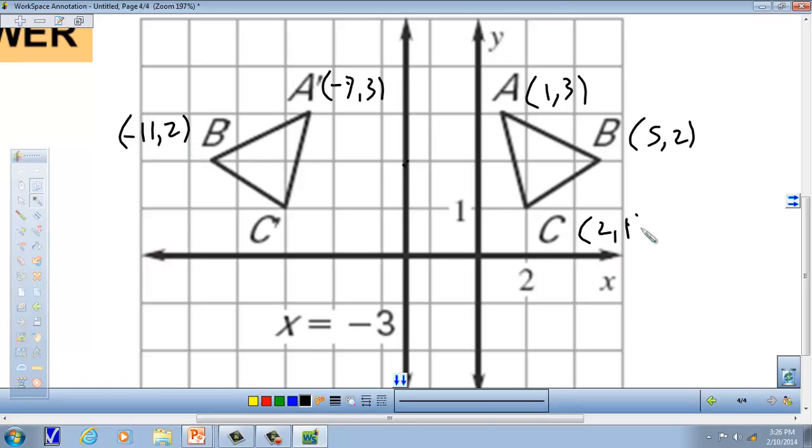And this was 2, 1. If you notice, it's 1, 2, 3, 4, 5 away. So we would go 1, 2, 3, 4, 5. And that would give us 5 and -3 would give us a -8, 1. And I think that might be it. Let's double check.